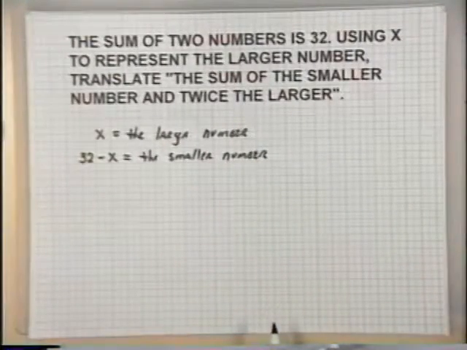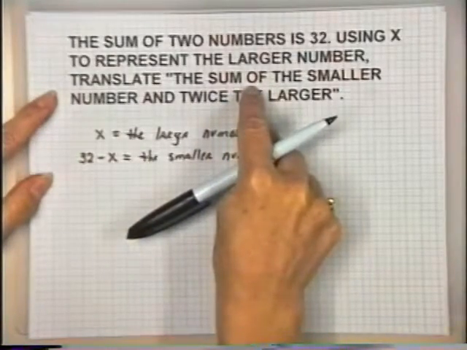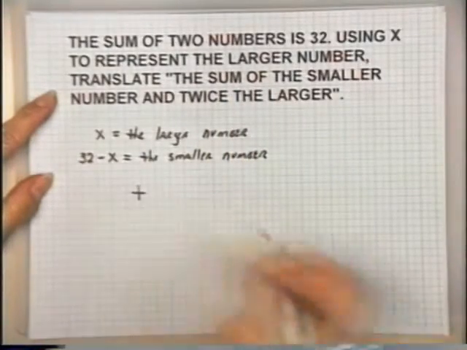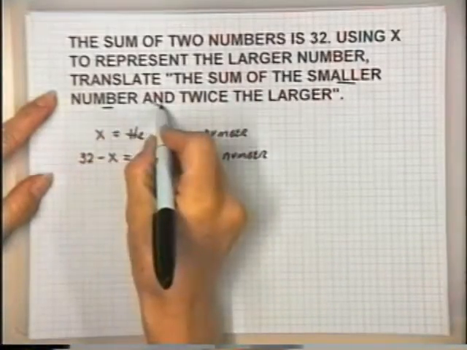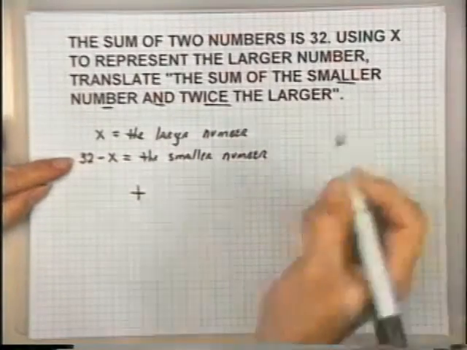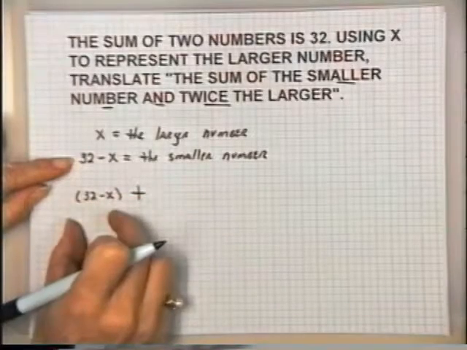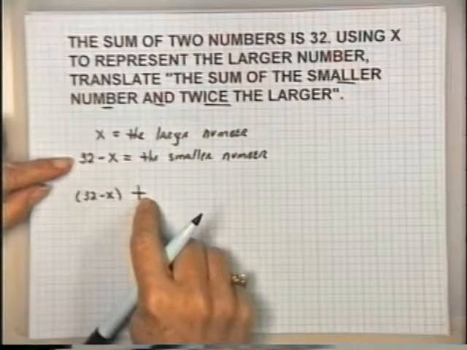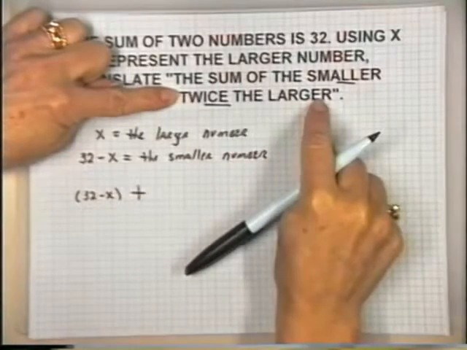Now, let's translate our phrase. The sum of, that means what we're adding. We're going to be adding some things down here. Let's put our plus sign. What are we adding? The smaller number and twice something. The smaller number we have is 32 minus x. Here's the smaller number. We are adding to that smaller number twice or 2 times the larger number.